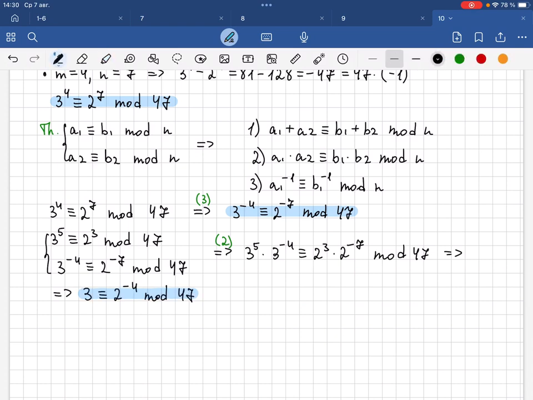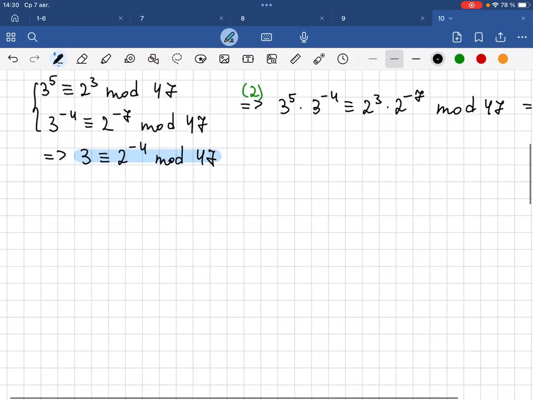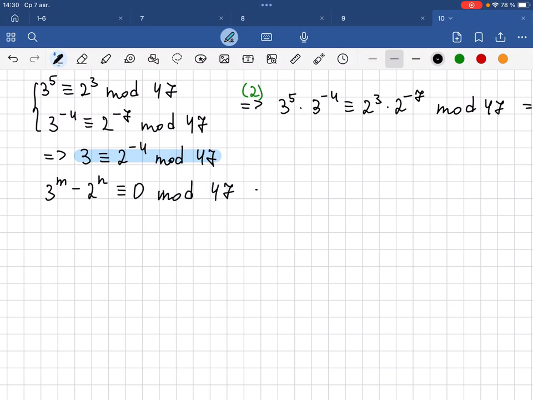Now let's turn back to the condition of the task. We know that 3 to the power of m minus 2 to the power of n is divisible by 47. In our notation, we can rewrite it as 3 to the power of m minus 2 to the power of n equals 0 mod 47, which is the same as to say that 3 to the power of m equals 2 to the power of n mod 47.